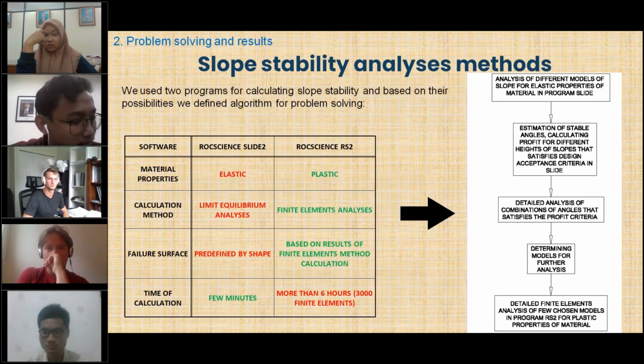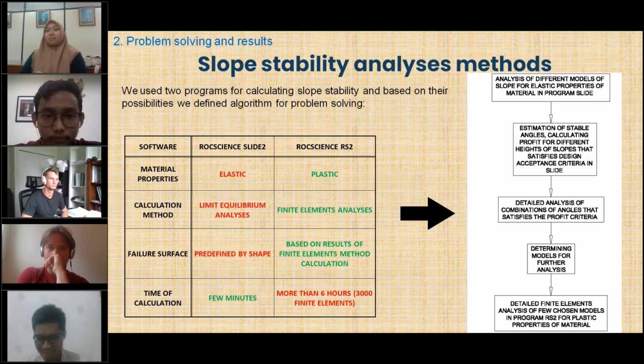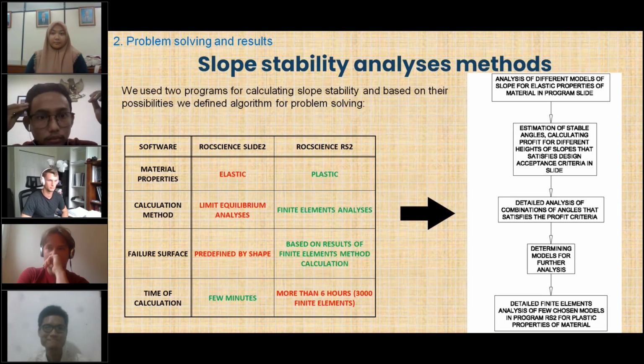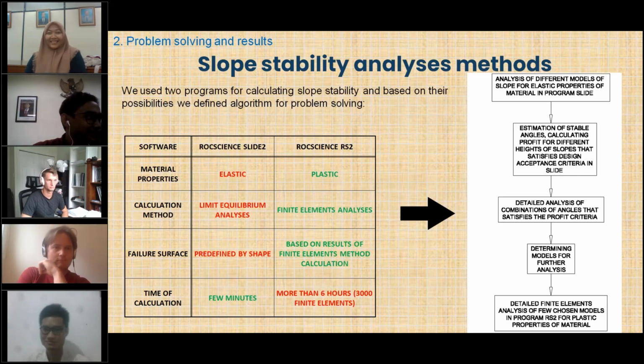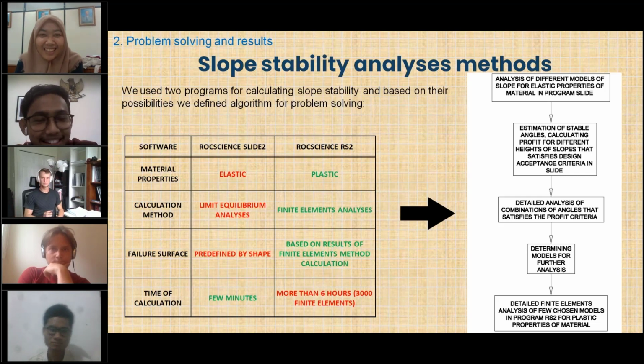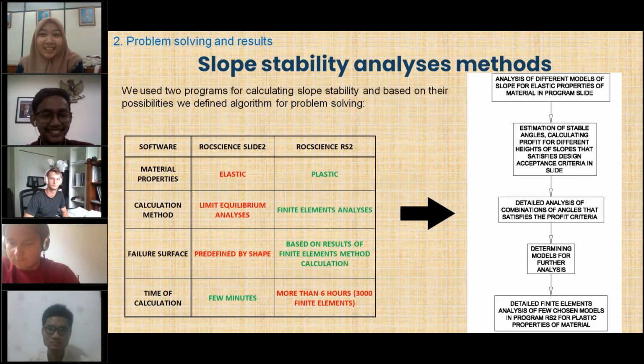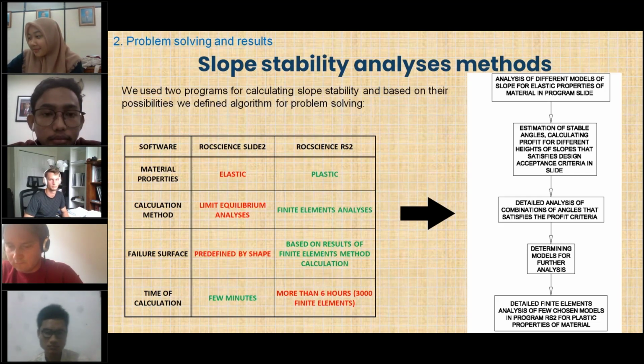We used two programs for slope stability calculations. It was RocScience Slide2 and RocScience RS2. The differences in their possibilities that matter in this task are given in this table. Slide has the possibility to calculate only with elastic materials with a predefined shape of failure surface by the limit equilibrium method, but with a calculation time that is much less than the time needed with RS2. RS2 has possibilities to calculate with all parameters of materials given in this task, using the finite element method, and it is much more accurate than Slide2.